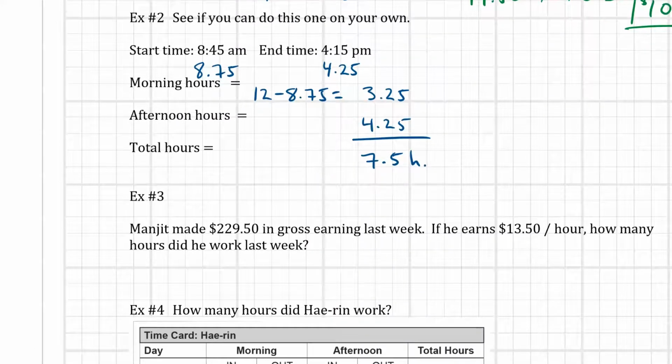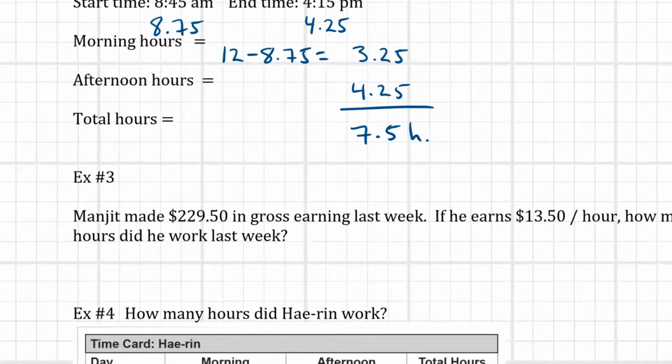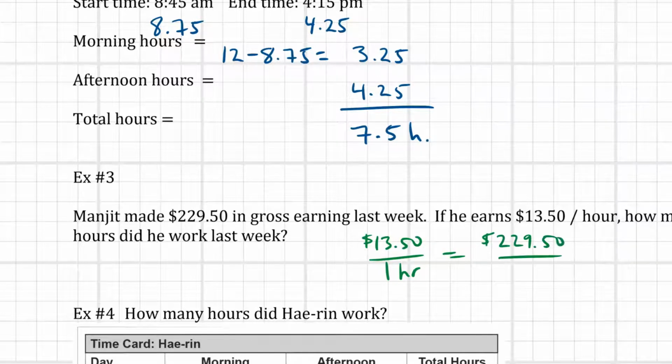Let's see about example number 3. Manjeet made $229.50 in gross earning last week. If he earns $13.50 every hour, how many hours did he work? So this is kind of a question like the previous lesson. So the way I would set that up would be say, okay, he earns $13.50 in 1 hour. So if he earned $229.50, how many hours did he work?